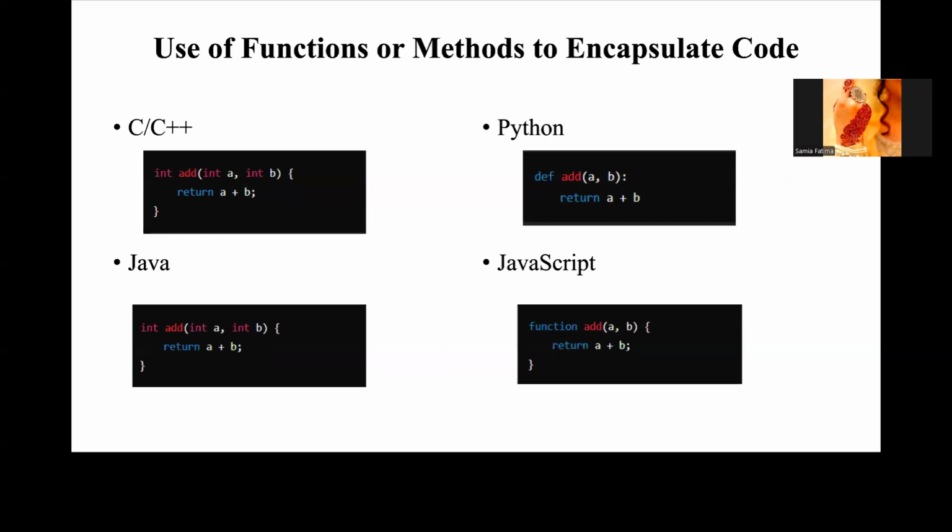Functions or methods to encapsulate code. In C and C++, functions are used to encapsulate reusable code. For example, defining a function named add that takes two integers and returns their sum. In Java, you define a method named add that does the same. Python handles this with a function named add, while JavaScript uses the function keyword to achieve the same result.